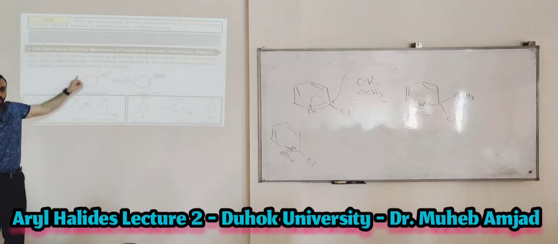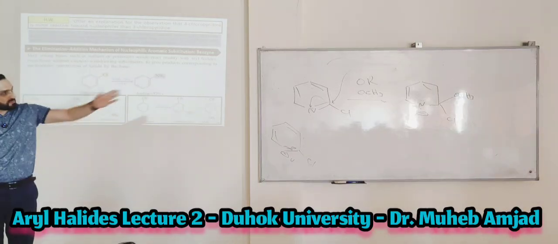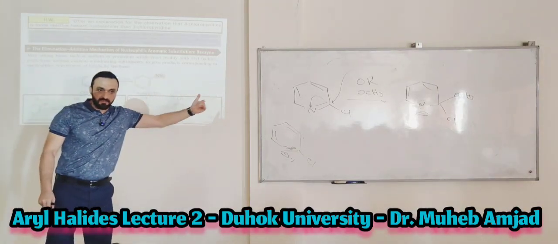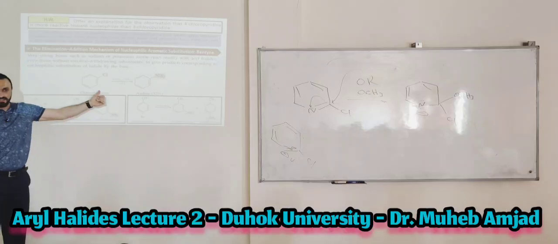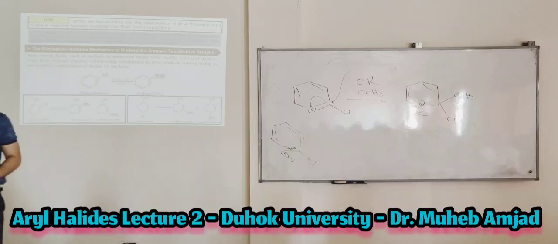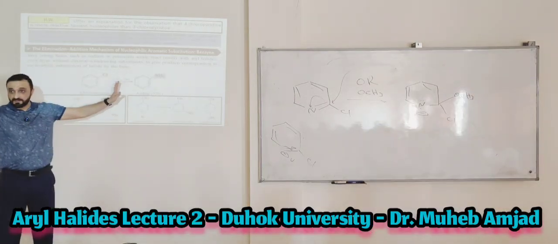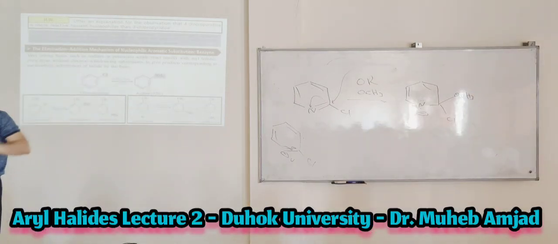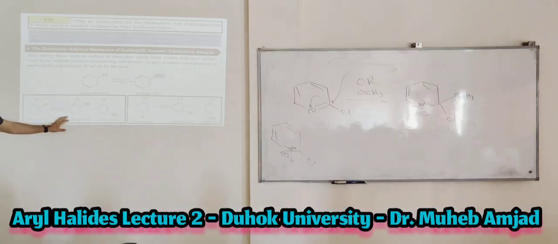So without a withdrawing group, can the addition-elimination mechanism be suitable here? No, not suitable. Why? Because the carbanion will not be stable. This is the first problem. The second problem we find here.